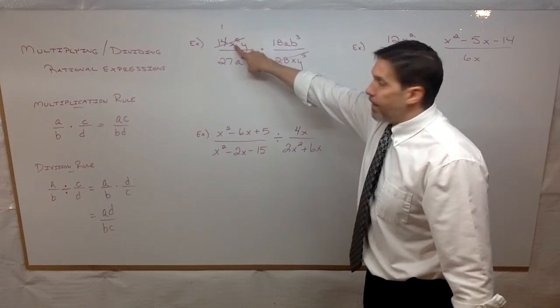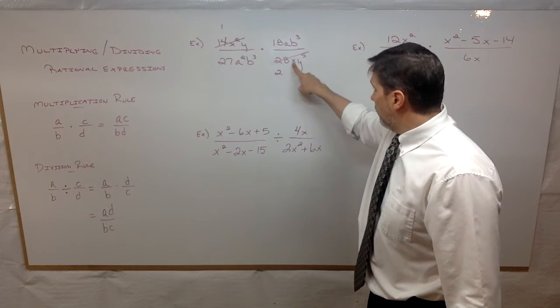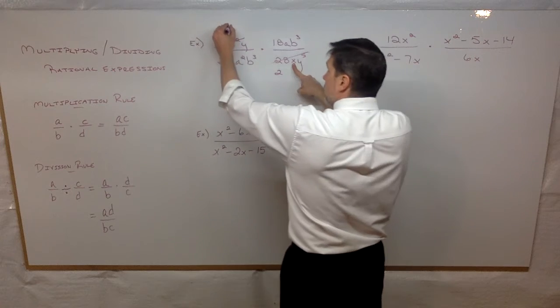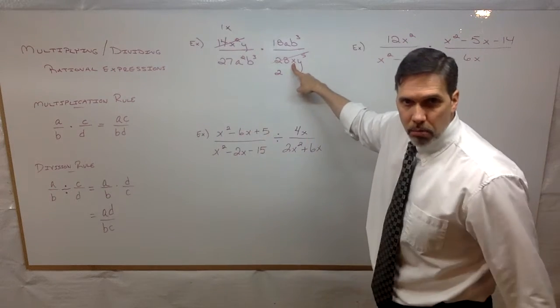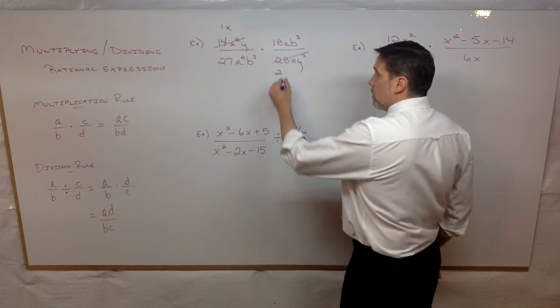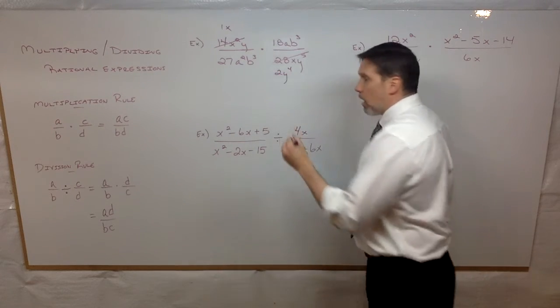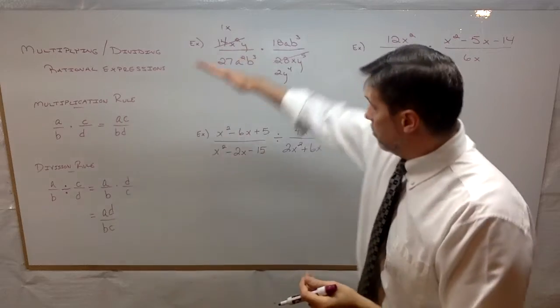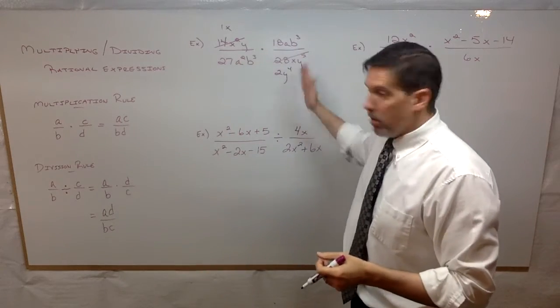You have two factors of x in the numerator. You have one factor of x in the denominator. That leaves you with one factor of x in the numerator. One factor of y in the numerator, 5 in the denominator, leaves you with 4 factors of y in the denominator. So we're cross-canceling here.